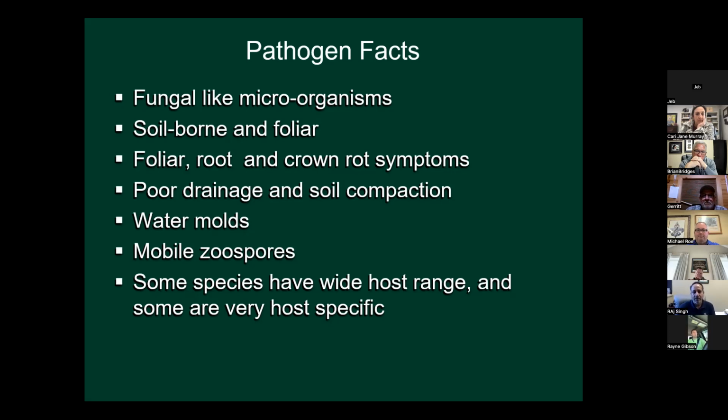The reason I'm emphasizing this is because when it comes to management of Phytophthora, we have to manage it more like an algae management, okay, rather than a fungal management. And also the fungicides that we will use against this pathogen are different from what we'll use for true fungal microorganisms or true fungal diseases. So remember, it is a fungal-like microorganism.